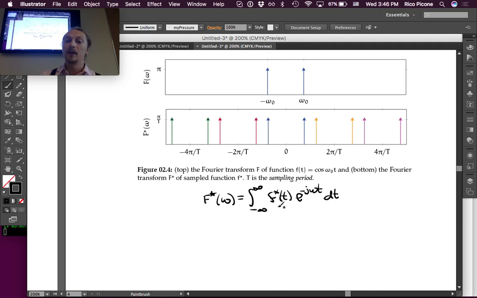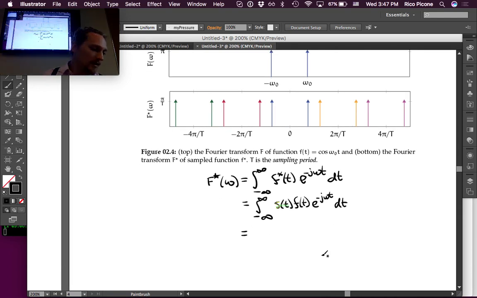When you want to find the Fourier transform of anything, in our case f star, you plug it into this integral and compute the integral, or you look it up in a table. Those are two options. So f star, by definition, is just s of t times f of t, right? The product of the comb and the continuous function we're sampling, e to the minus j omega t dt.